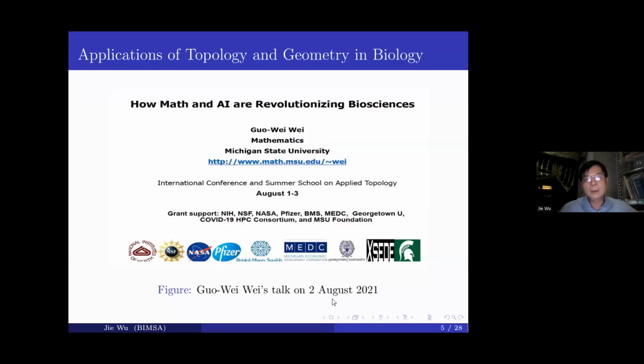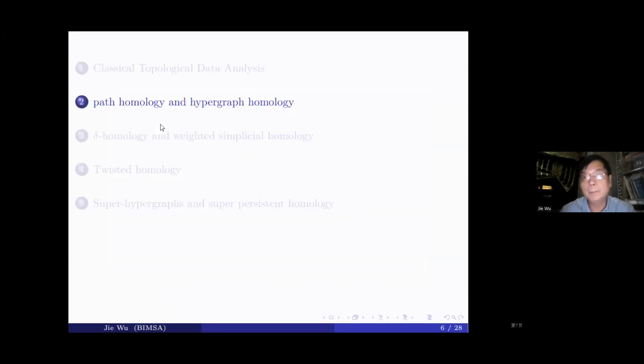Last year, I think there are some conferences I organized, and now it will be very amazing. So I can explain how we can use map and combine with the AI. Actually, it gives some very successful applications in biology. Right? So in terms of Guo-Wei's view, this actually revolutionized the biosciences. Okay. Now, so that's the background.